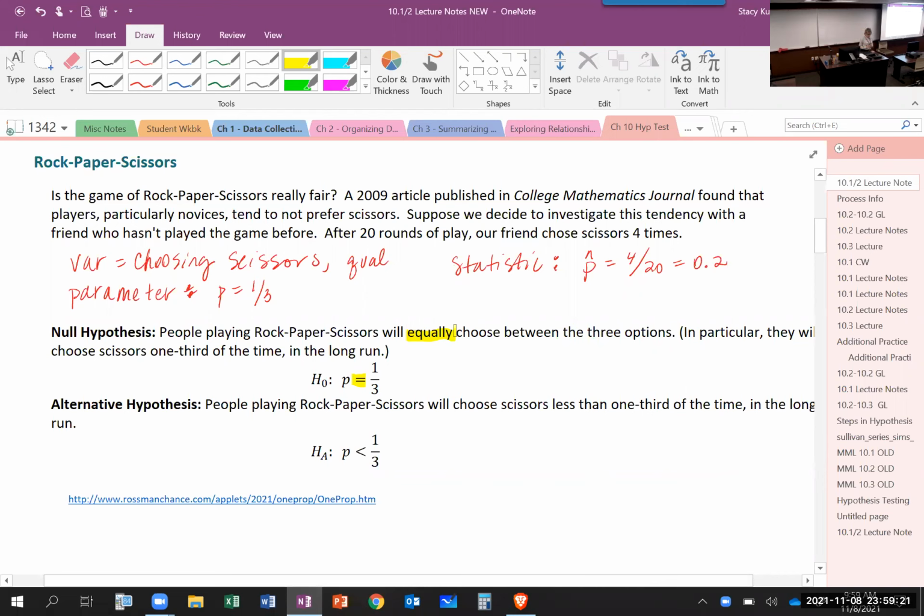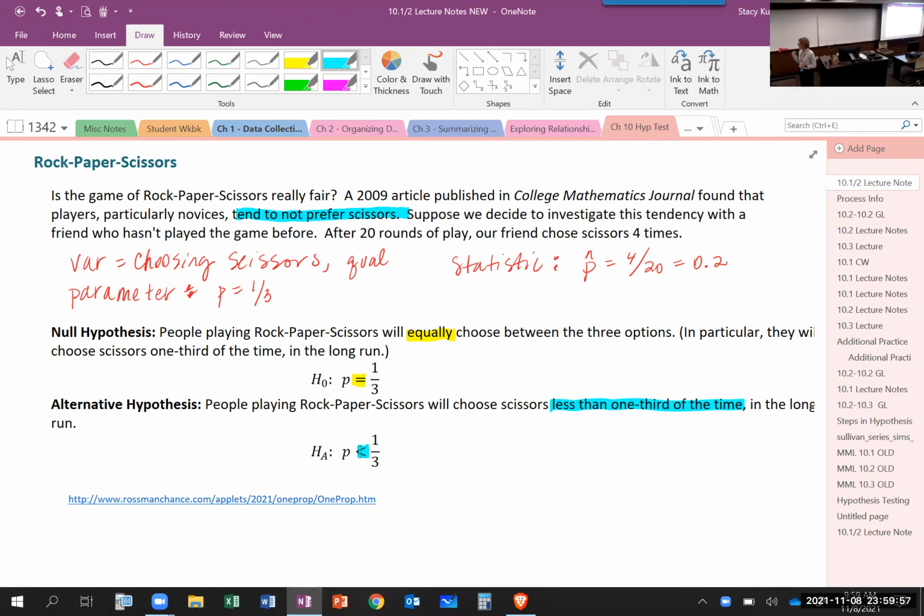The alternative is where we are trying to prove or show or discuss, I suppose, what we want to find. It says they tend to not prefer scissors. So people playing rock, paper, scissors will choose scissors less than 1/3 of the time. Less than 1/3. So our alternative says the long run proportion has got to be less than 1/3 if we're just talking about scissors.